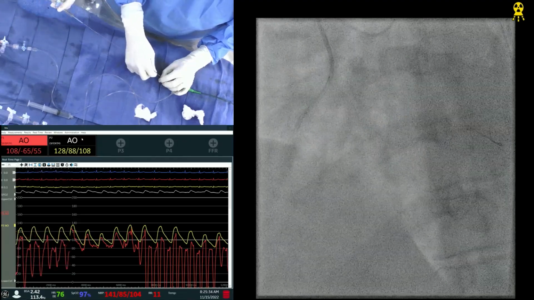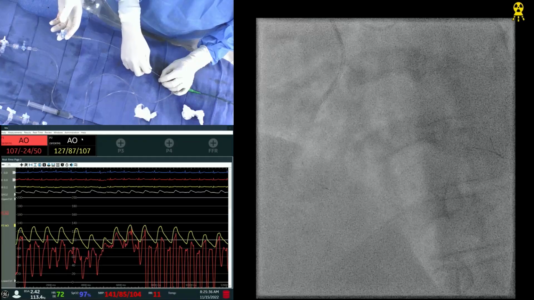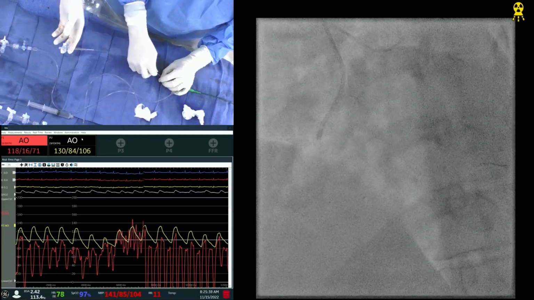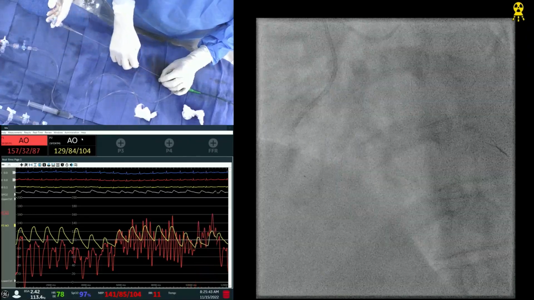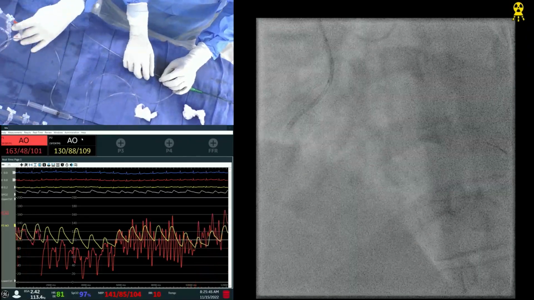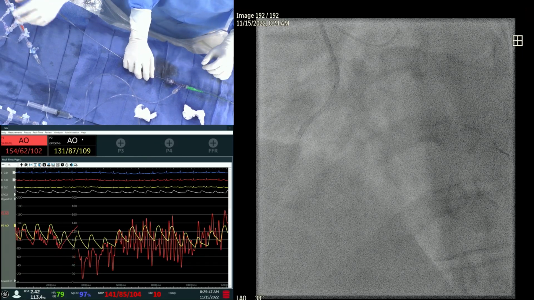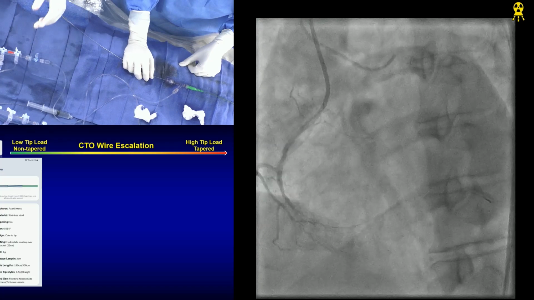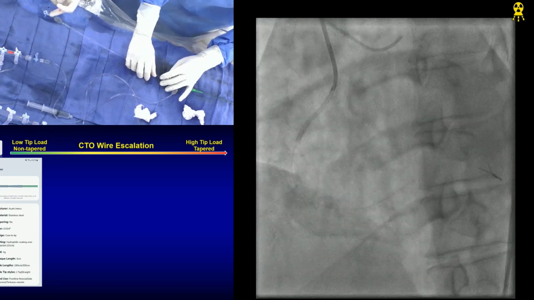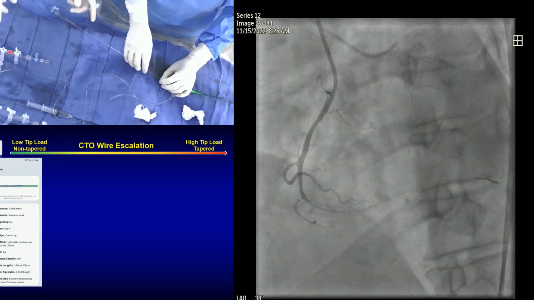Andrew, can you show the wire escalation slide and take a picture after the Fogarty? I always say in CTO, you take a little picture after your Fogarty, so you know that the wire has not gone to the side branch. Still not able to see it. What we can actually do is give a retrograde injection so that it fills up.